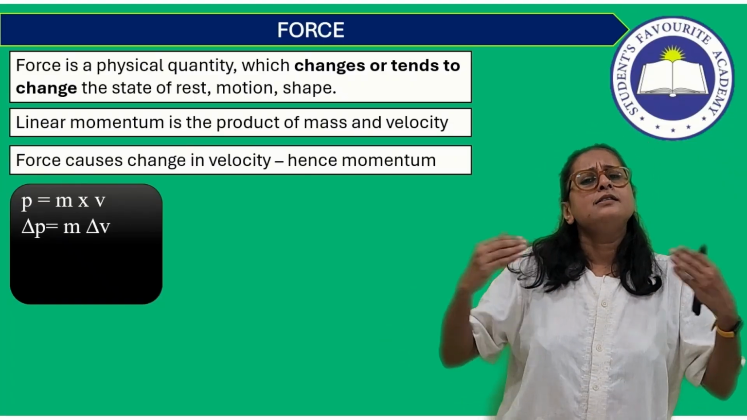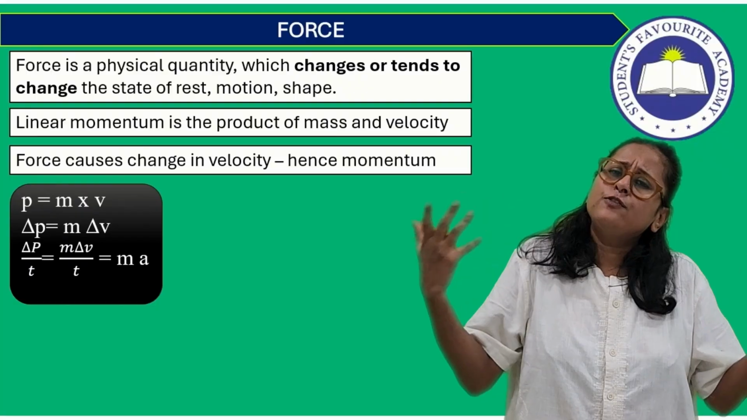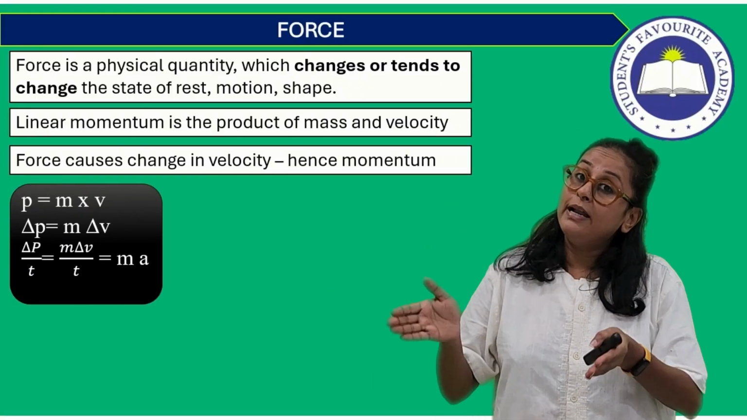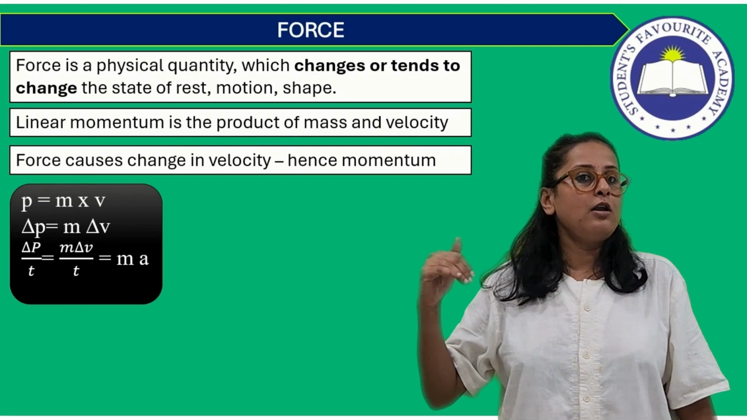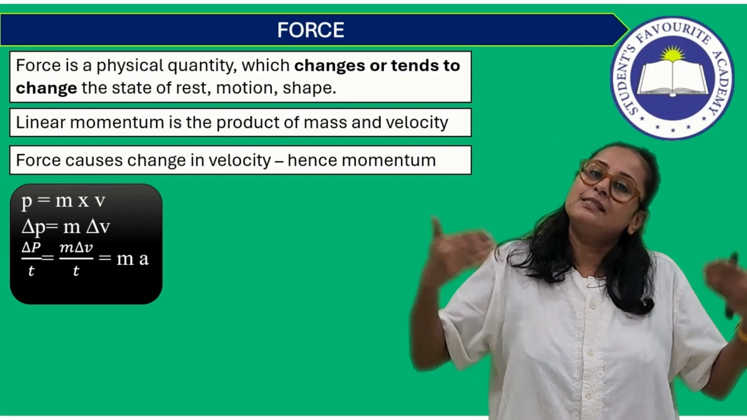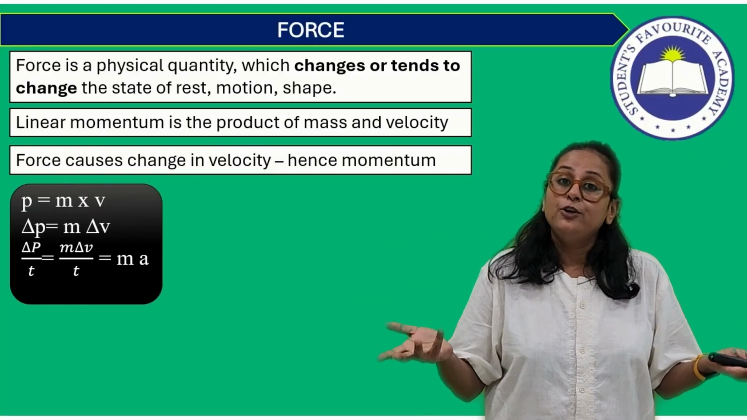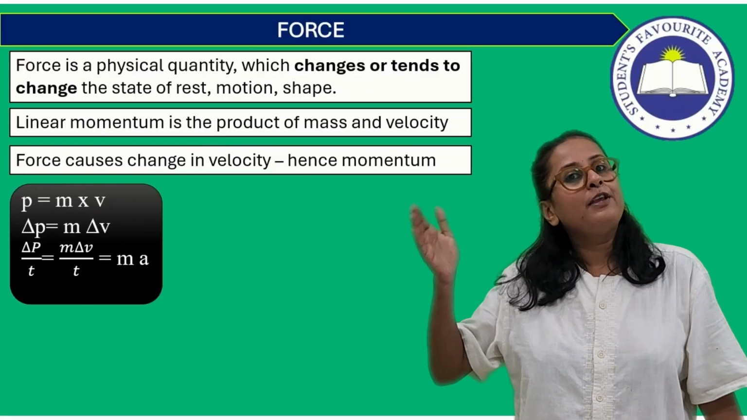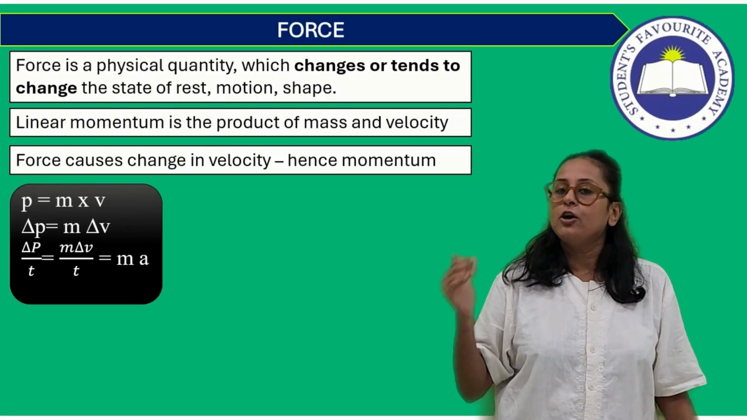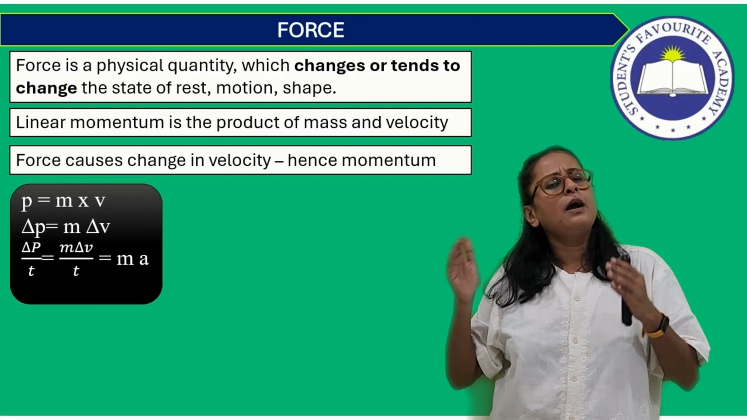Alright, what is rate of change of momentum? Rate of change of anything is with respect to time. So rate of change of momentum is delta P upon T, isn't it? Everything divided by time means rate of change. So delta P by T is going to be M delta V by T, because P was M and delta P was M delta V.